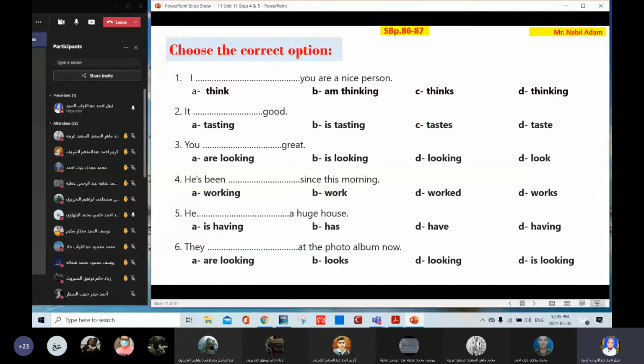They are looking at the photo album now. Yes, so this is an action verb. Look, to have a look at something. Very good. They are looking at the photo album. Thanks a lot, so much.